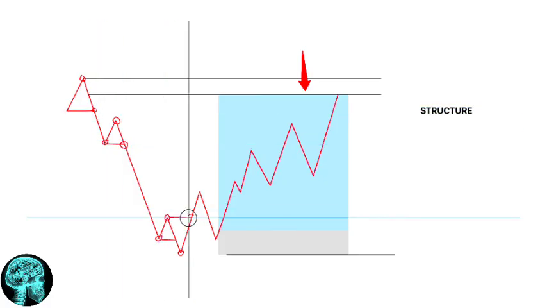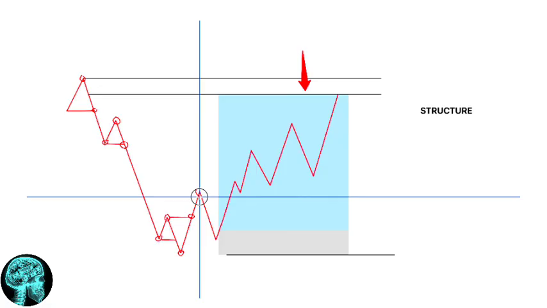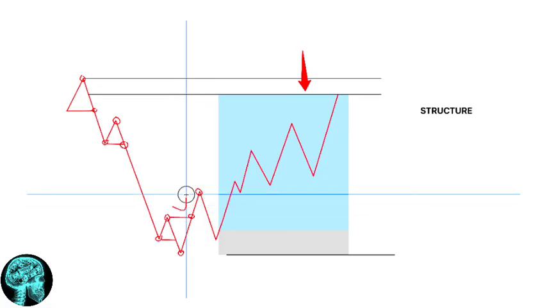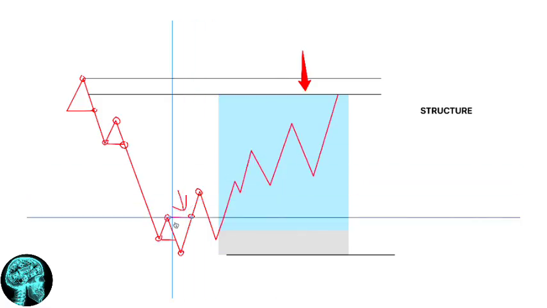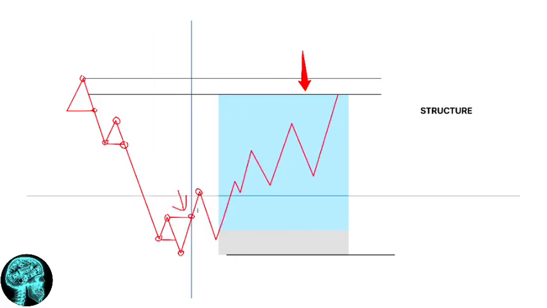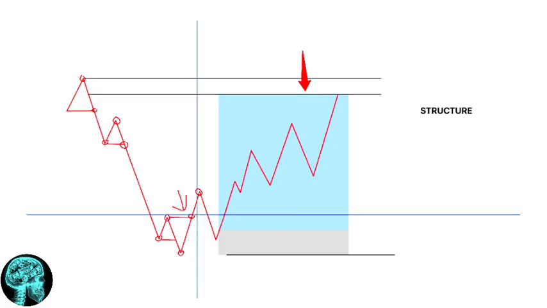Now I see this here as a break of structure into a new high. This is the start of an uptrend. You might know this as a change of character. For me, that's kind of pointless terminology. I don't use it, but that may be what you've heard if you've traded price action before, and you're confused as to why I call that a break of structure.